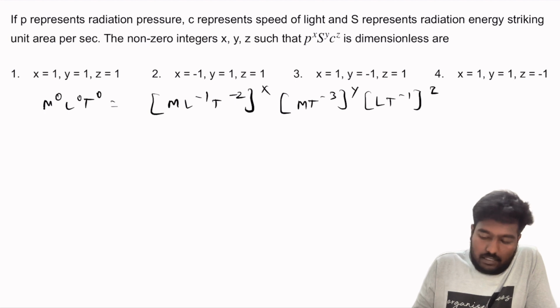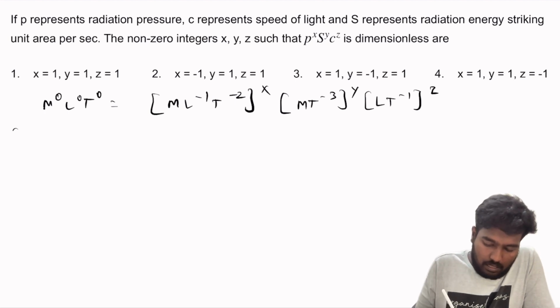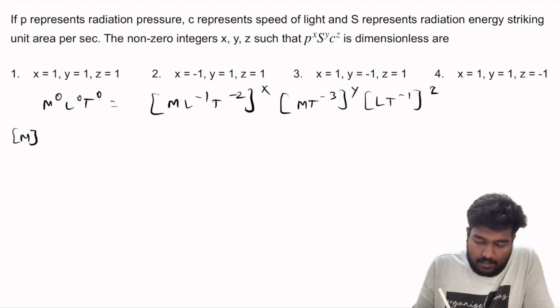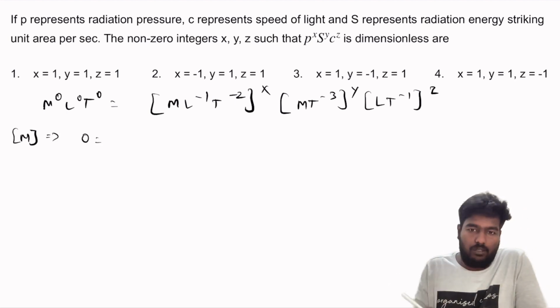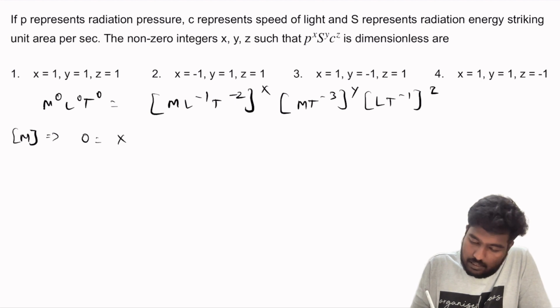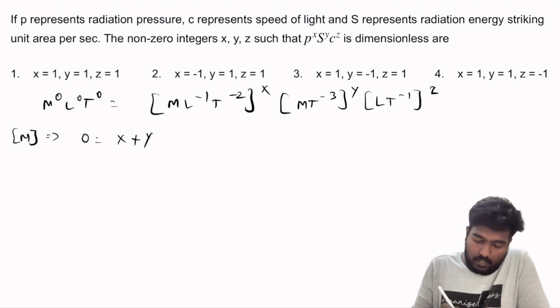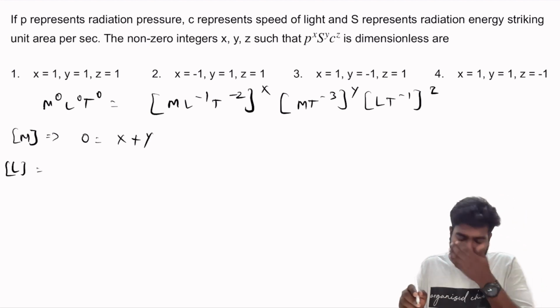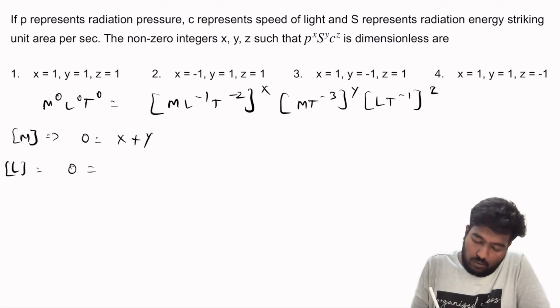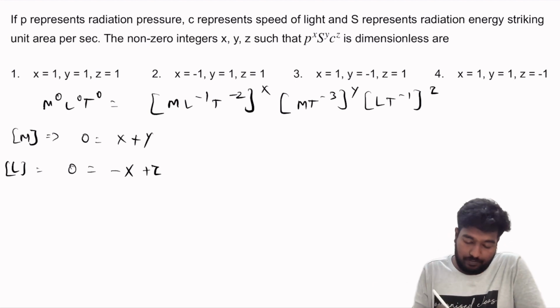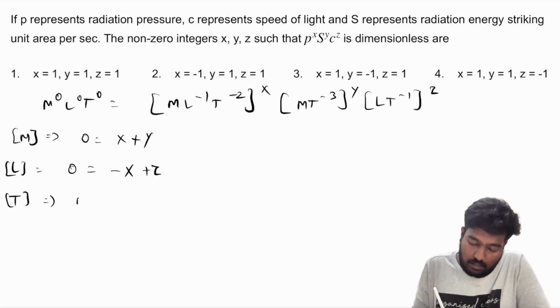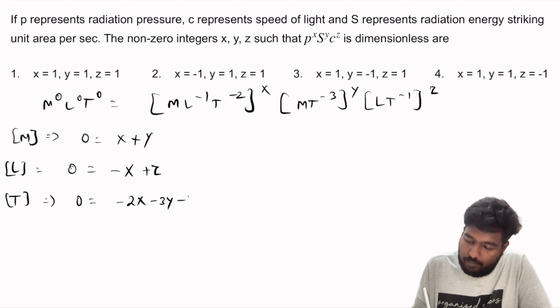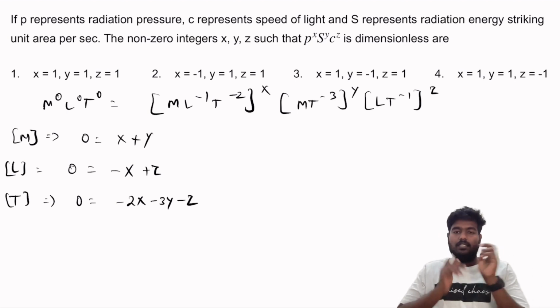Yeah, so let's equate the power of m. So this side 0, m power 0 is equal to the side x plus y. That's all. x plus y equal to 0. Okay, so let's equate power of L. 0 equal to minus x plus z. So x plus z equal to 0. Let's equate power of t. 0 equal to minus 2x minus 3y minus z.